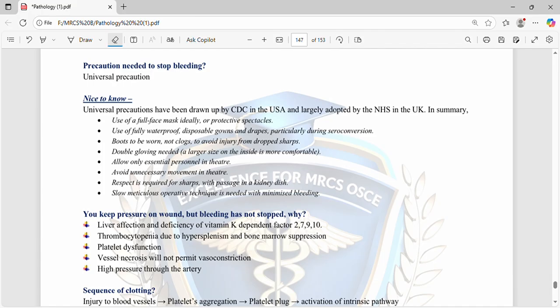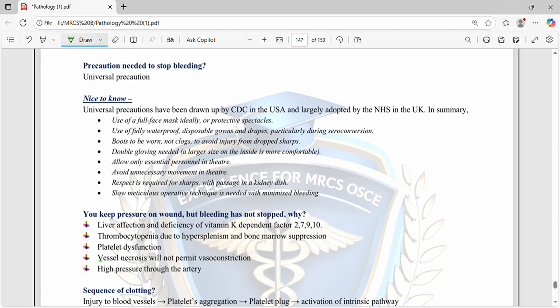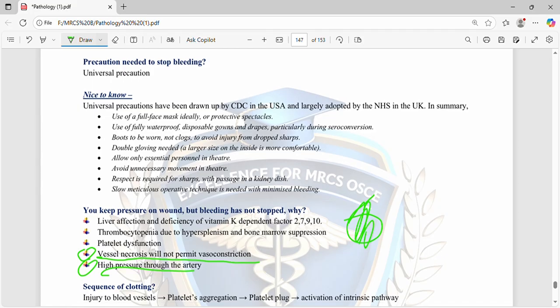You keep pressure on the wound but the bleeding has not stopped. Why? Liver affection and deficiency of vitamin K dependent factors, 1972, so 2, 7, 9 and 10. Thrombocytopenia due to hypersplenism and bone marrow suppression. Platelet dysfunction. Vessel wall necrosis will not permit vasoconstriction. Endothelial edema occurs, with high pressure through the artery. So there will be no formation of clot and the bleeding will not stop by pressure only.